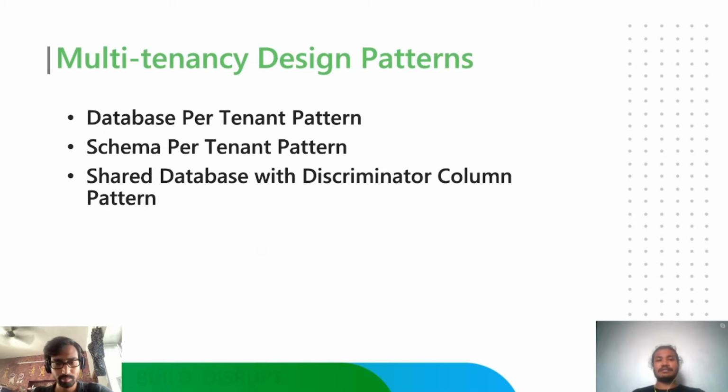For example, consider a users table. Here we store the users of all the tenants. How will you identify the data of a particular tenant? You need to store a column which will identify to which tenant a particular user belongs. That column is called the discriminator column. It is mainly named tenant ID. We will talk more about this. The session is mainly about the shared database with discriminator column pattern. We will talk in more detail in the coming slides.